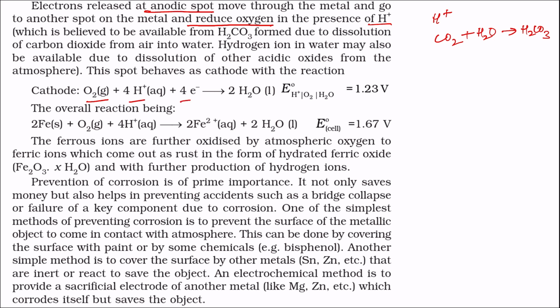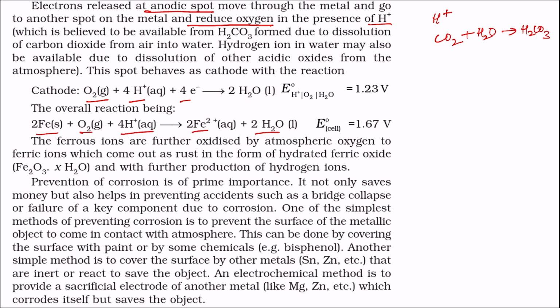To balance the number of electrons, the reaction at anode is multiplied by 2. The entire reaction is multiplied by 2. Reactions at anode and cathode are added, and this is the overall reaction of rusting, that is Fe + O2 + 4H+ forming Fe2+ ion + H2O.